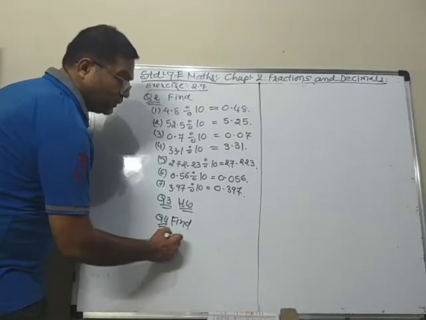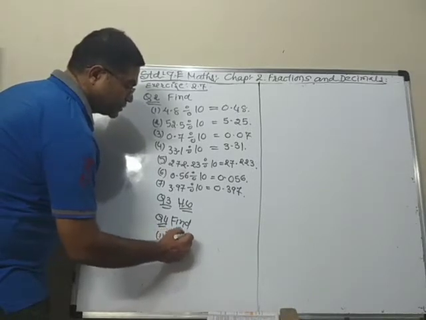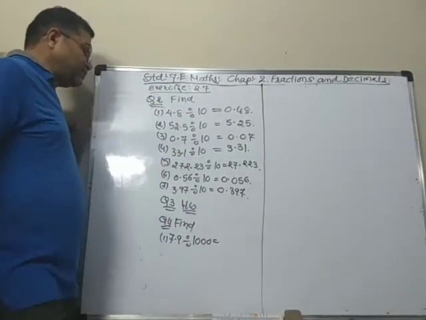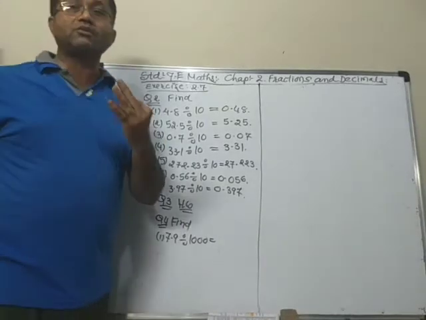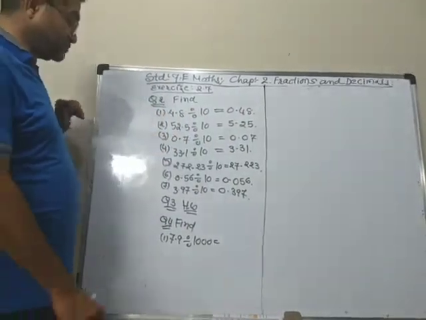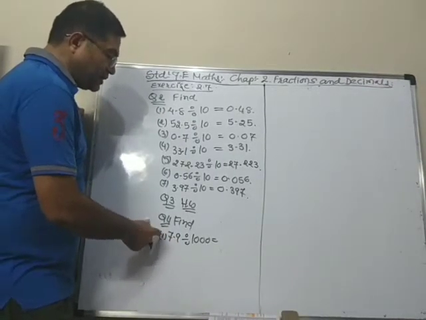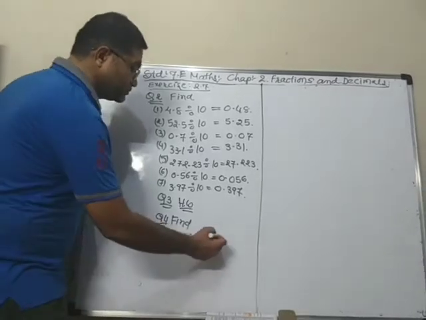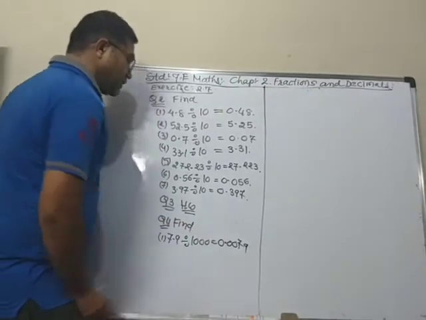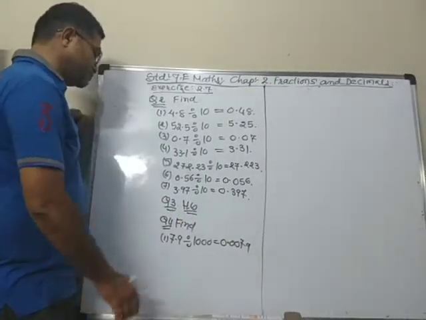First is 7.9 divide by 1000. So now here we have to be careful. 1000 means we have to move 3 places to the left side. So here there is only 7. So there will be another 2 zeros also. So 0.0079, because 3 decimal places to move.